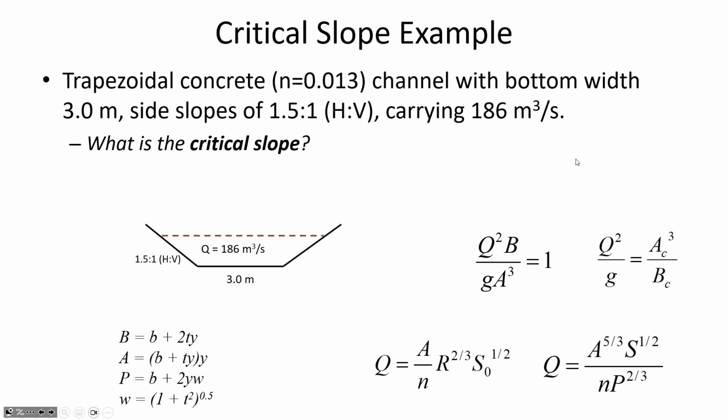Sometimes you'll be asked to find the critical slope. So to calculate the critical slope, we would use both Manning's equation and the geometry that's specified here. So in this problem, we know the bottom width is 3 meters, the flow rate is 186 cubic meters per second, and then we've got 1.5 horizontal to 1 vertical.